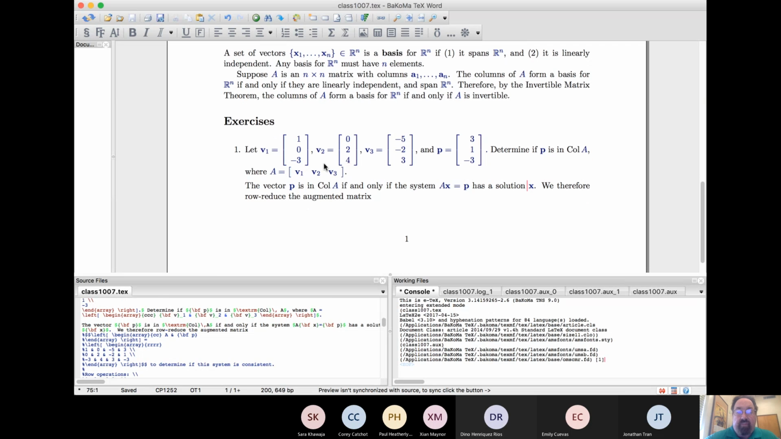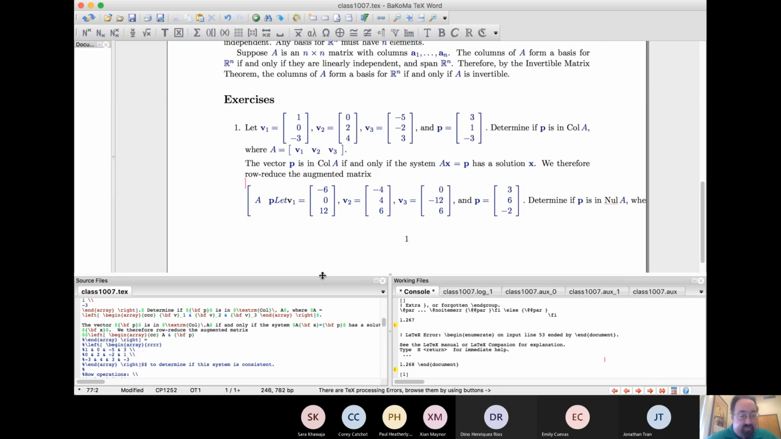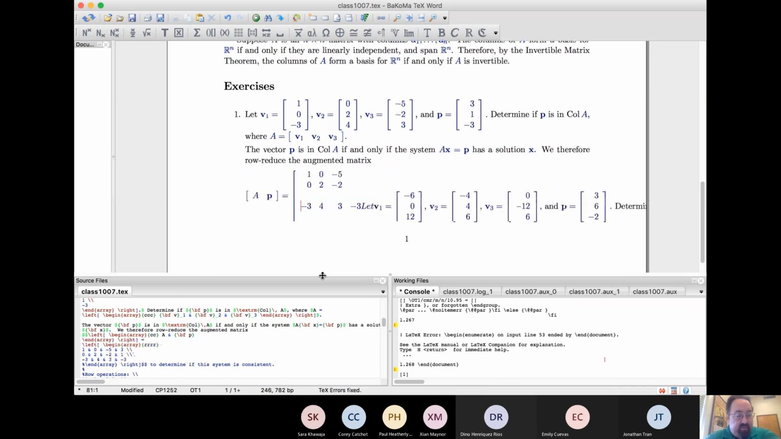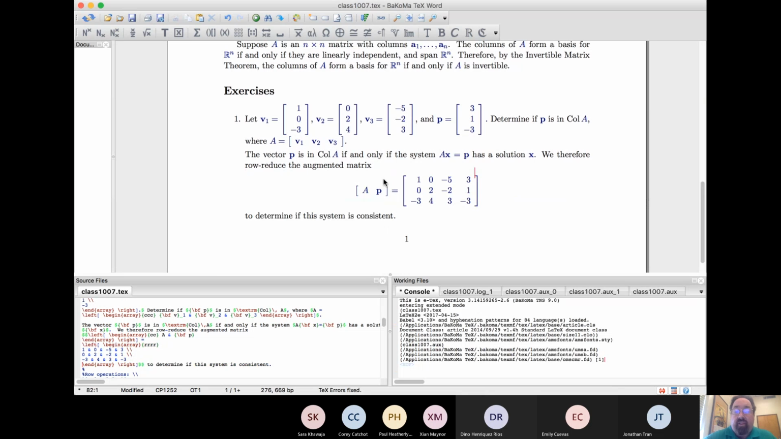So what we can do is what we've done before. We can go ahead and work with the augmented matrix: these three vectors plus p as a fourth column. I just added p on the end here. We could just row reduce this like we normally would. And if this augmented matrix describes a consistent system, that means that Ax equals p has a solution. Therefore, it belongs to the column space. So these statements are equivalent: p is in the column space of A if and only if Ax equals p has a solution.